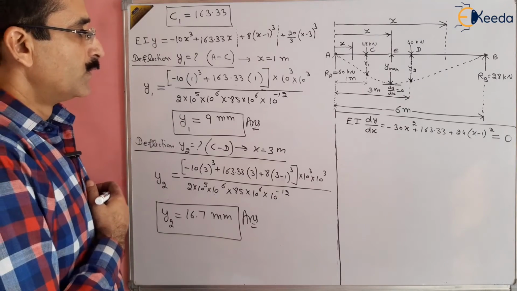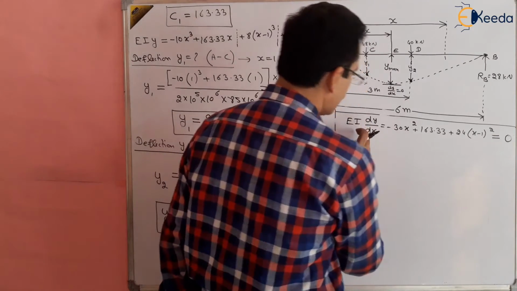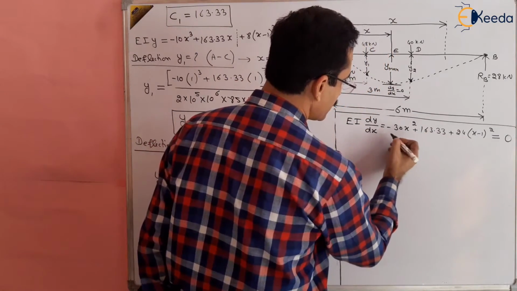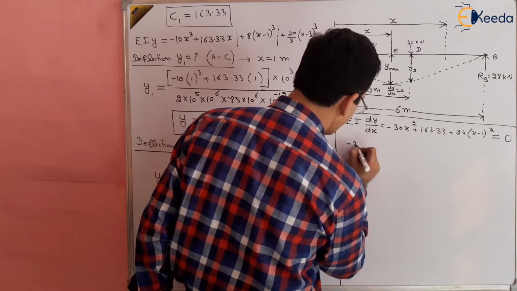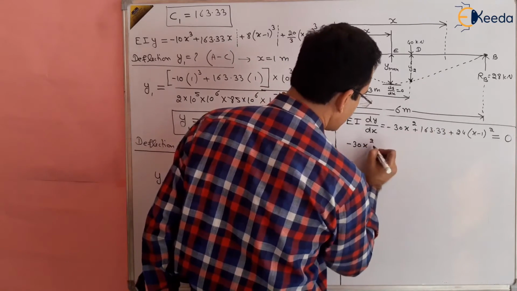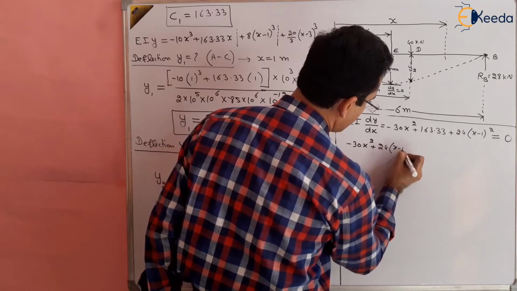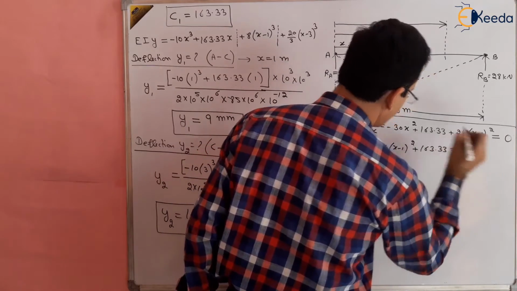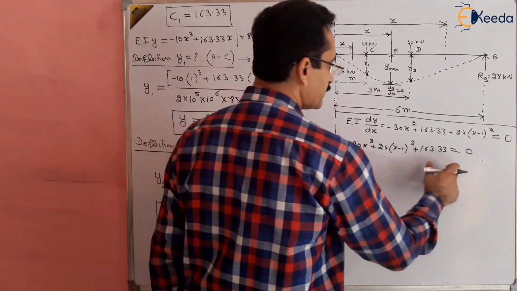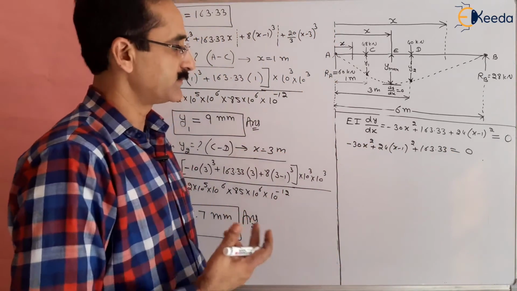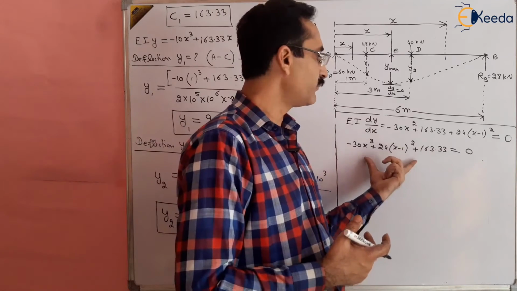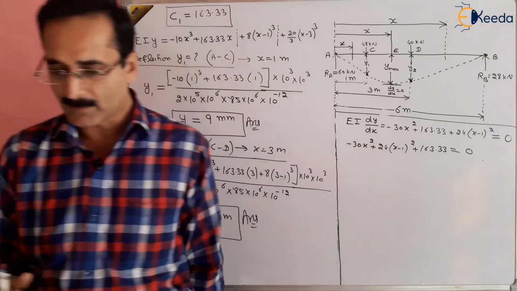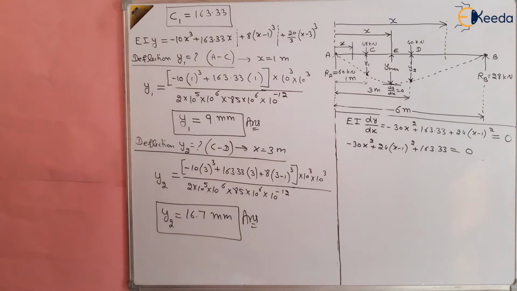Is it okay? So now EI cannot be equal to 0, it means this part is equal to 0. So this is a quadratic equation which can be solved. That is minus 30 x square plus 24 x minus 1 whole square plus 163.33 equal to 0. So it is a quadratic equation which can be solved to get the value of x, right? I am writing directly the value of x. You can solve it using a mathematics calculator and find out the value of x.